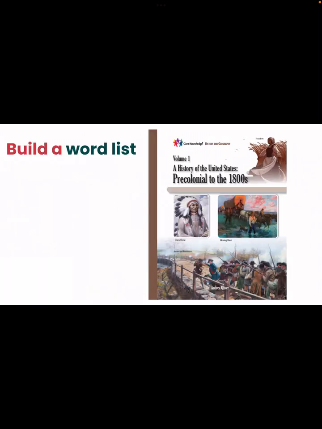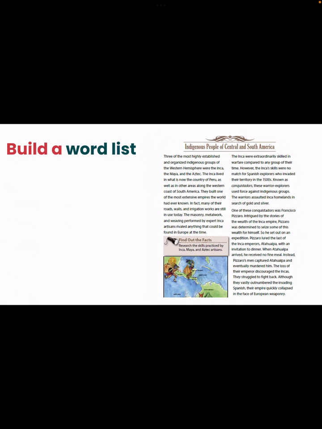The textbook that we are using today in our example comes from Core Knowledge's History and Geography series. Volume 1, A History of the United States, Pre-Colonial to the 1800s. Let's take a small section of the text. I know that when you are assigned reading, typically you're going to be assigned at least a chapter to read. But let's just break it down to a few paragraphs to maybe a page. And let's start with building a word list.